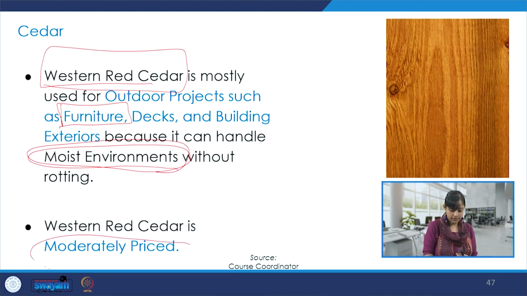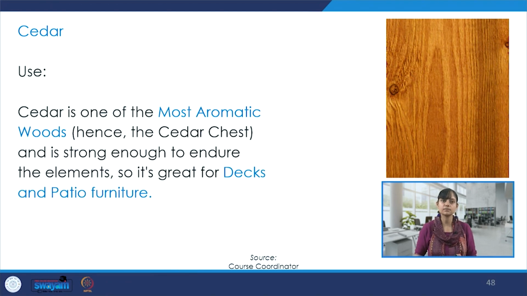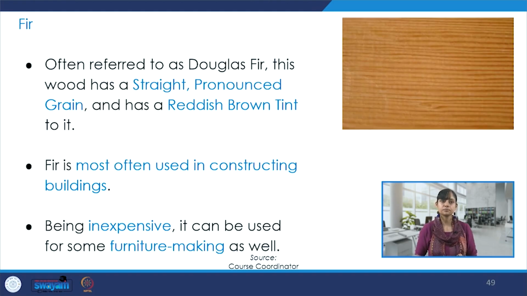And also it is moderately priced, so that comes as an advantage for designers and we can use it for the projects. So like I talked about, it's one of the most aromatic woods, it's moderately priced, it's soft, it can resist moisture and it can be used for exterior elements. So it is used quite often in interior architecture projects.